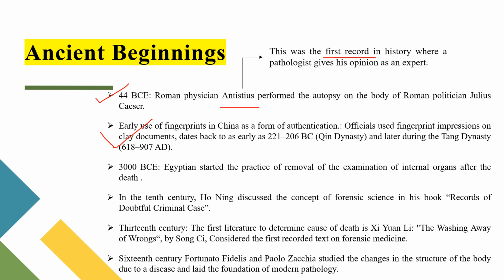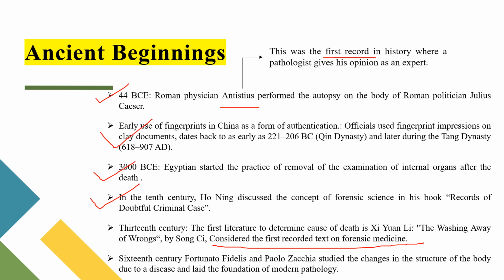In 3000 BCE, Egyptians started the practice of removal of internal organs for examination after death. And in the 10th century, Ho Ning wrote a book, Records of Doubtful Criminal Case, in which he discussed the concept of forensic science. And in the 13th century, the first literature to determine the cause of death was by Song Ci, which is the Washing Away of Wrongs. It is considered the first recorded text on forensic medicine.